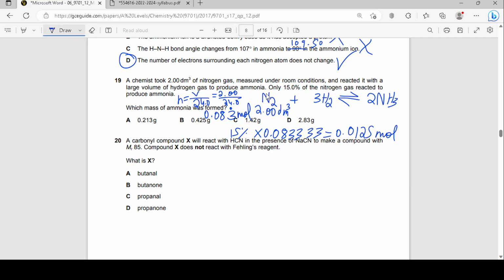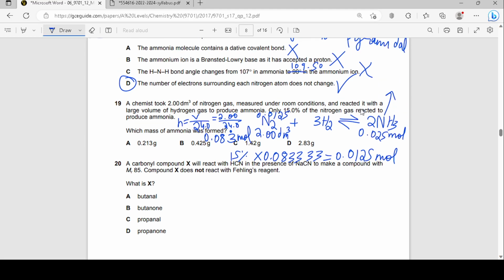Okay, so 0.0125 moles of N2 means that since there's a 1:2 ratio between N2 and NH3, just do 0.0125 times 2 to get the moles of NH3 formed, which is going to be 0.025 moles. Okay, so 0.025 moles of NH3, and the Mr, or the molar mass of NH3, is basically 14.0 plus 1.00 times 3, so that's basically 17.0 grams per mole, right?